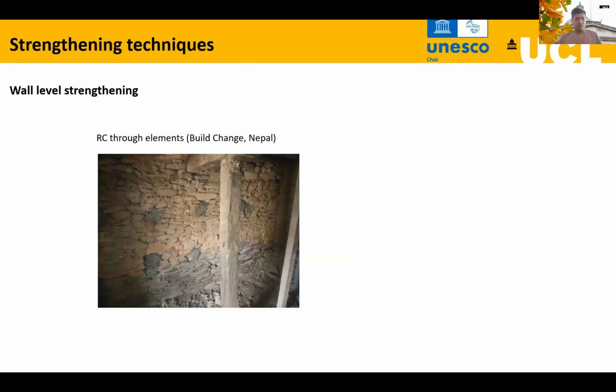At wall level deficiencies, we have the poor integrity, poor material quality within the walls, poor connections within the leaves, and so on. So one of the retrofitting measures at wall level is to put through elements. For example, here, they have made some holes through the masonry and put a reinforcement bar and then some concreting there.